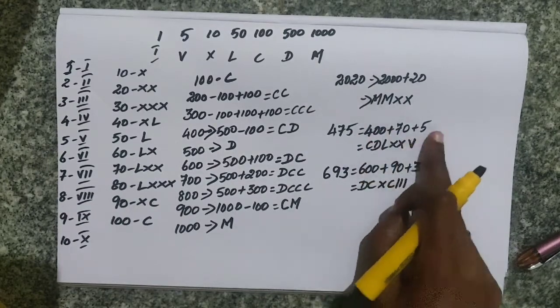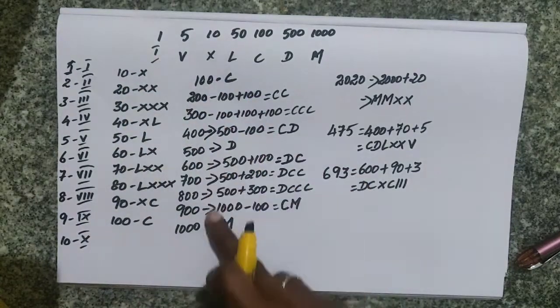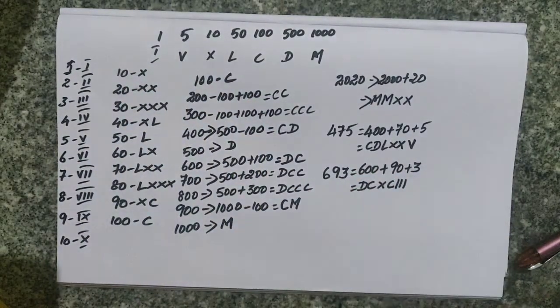If you know all this, 1 to 10, 10 to 100 and 100 to 1000, you can write any number in Roman numerals. So keep in mind these rules and you can do it easily.